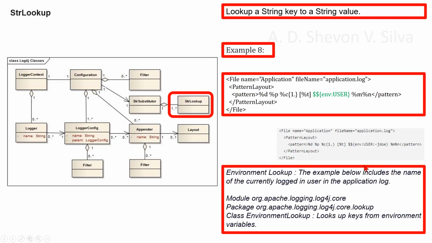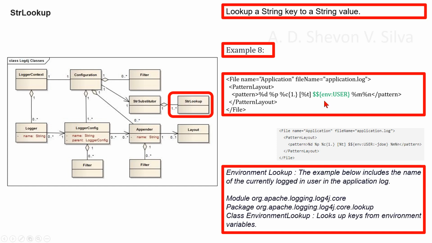Now we are considering environment lookup. The example here includes the name of the currently logged in user in the application log. The class EnvironmentLookup in package org.apache.logging.log4j.core.lookup in module org.apache.logging.log4j.core looks up keys from the environment variables in the API.